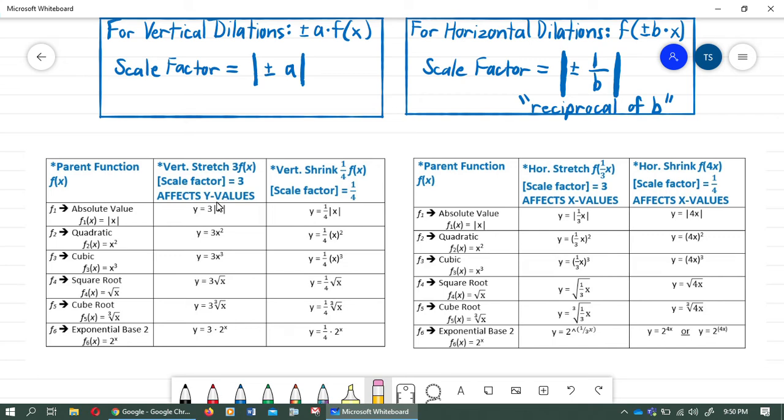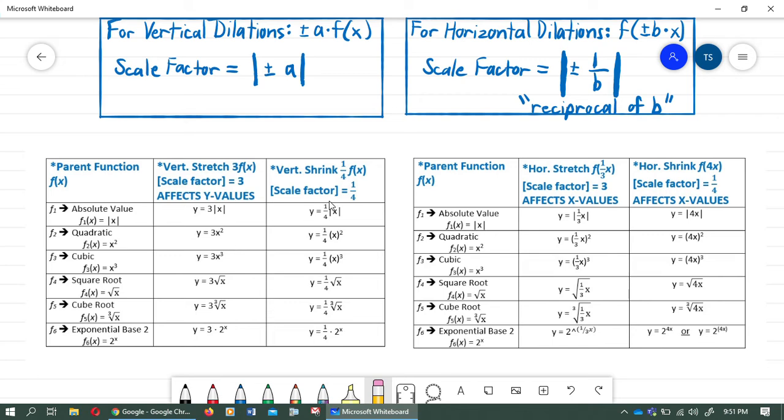Right? So whatever your y values are, if your scale factor is 3 for a vertical stretch, then your y values will grow by a factor of 3. What does that mean? Whatever the y value is, you multiply it times 3. So if the y value for a certain point was 2, you'll multiply that y value times 3, and the new y value will be 6 instead of 2. And that's how it becomes a vertical stretch.